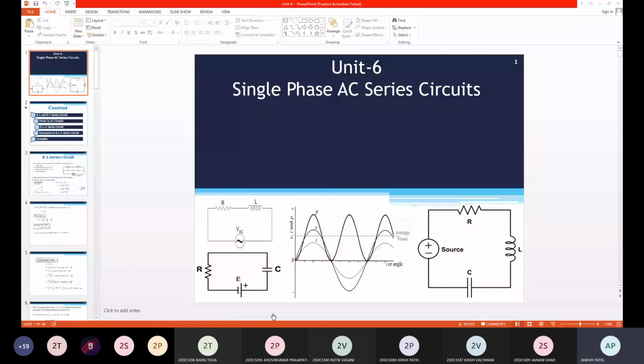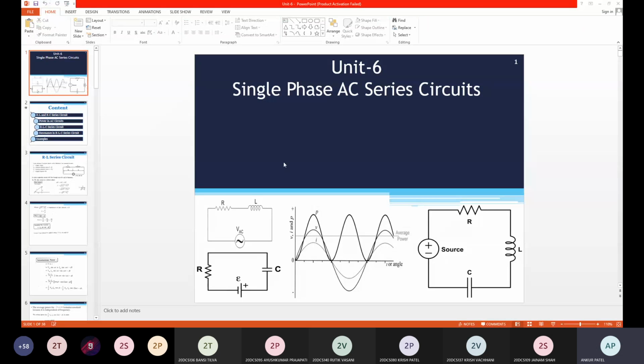Can anyone tell me, if I have resonance condition in a parallel RLC circuit, what will be the changes in the circuit? Sir, everything will be reciprocated. Yes, good. In parallel circuits, we know voltage remains the same, so we are taking voltage as the reference quantity. In place of VL, we are taking IL, I into XL, and for VC we can take this.